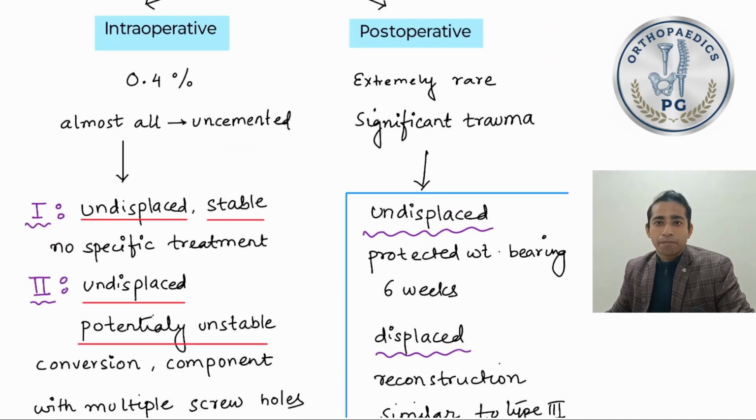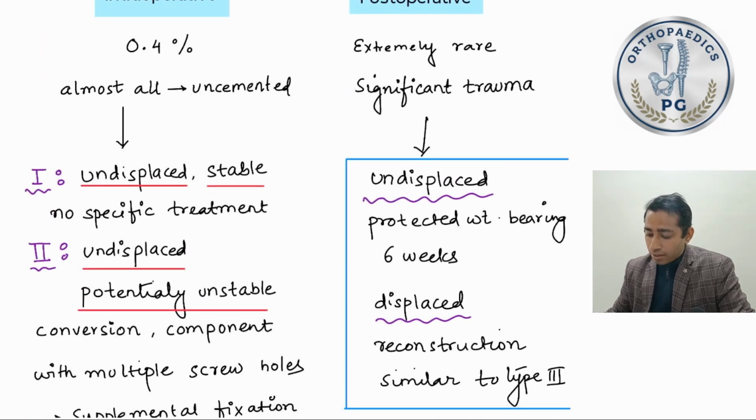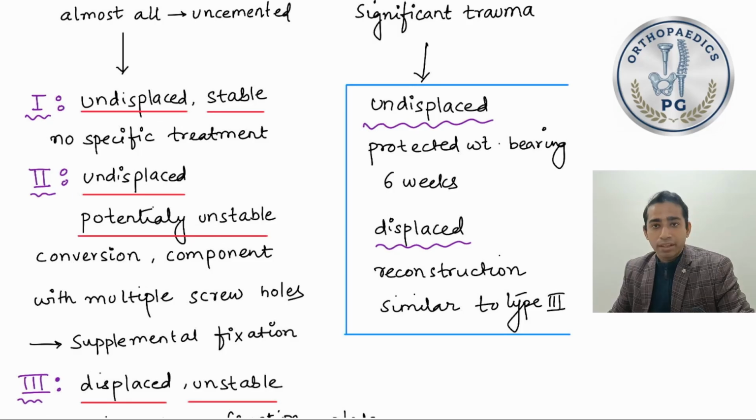Postoperative acetabular fractures are extremely rare and may be associated with a significant trauma. In undisplaced cases, a protected weight bearing of 6 weeks is used and a displaced acetabular fracture is managed with reconstruction similar to type 3 of intraoperative acetabular fractures.